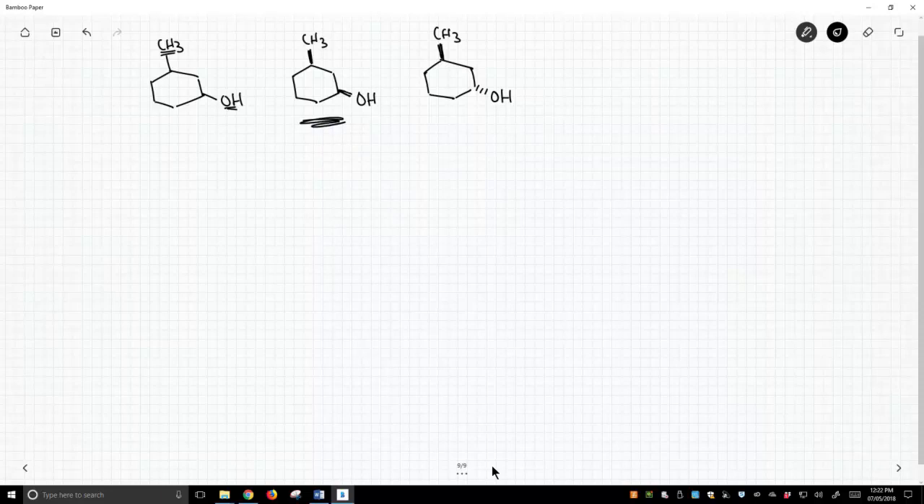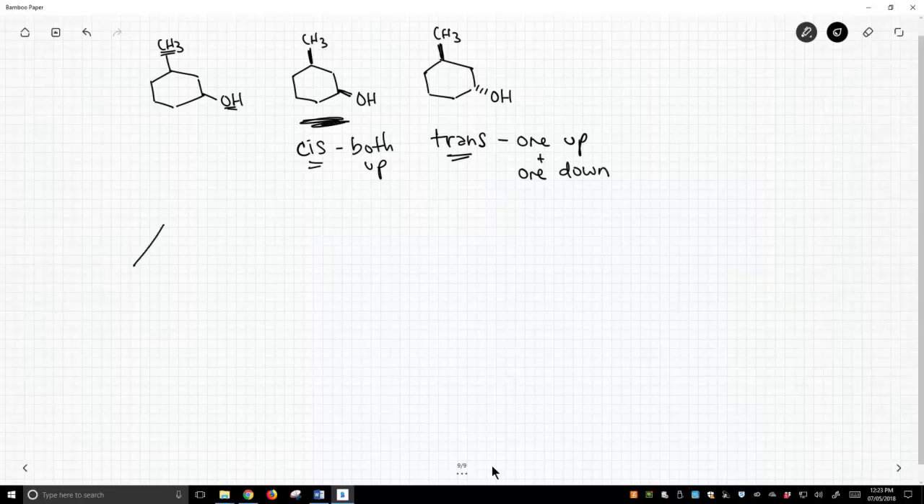I'm going to stick with this one. This is something that they call the cis isomer of this compound, because both of them are up. They're both up. So they're cis, they're together. This is referred to as a trans compound because one is up and one is down. So they're kind of opposite each other. They're trans to each other. So let's stick with the cis compound.